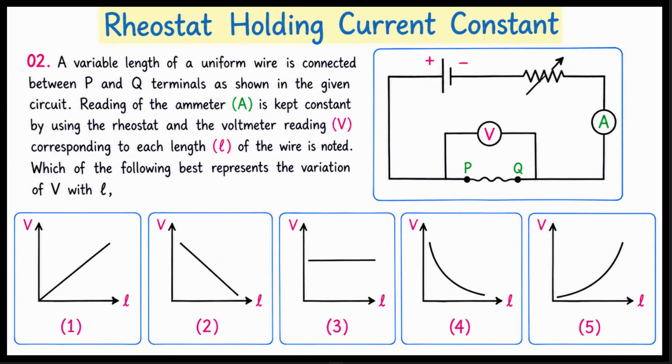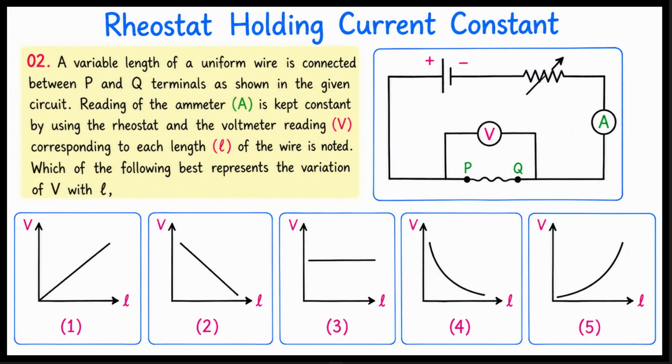Question 2 is another potential divider-looking question, but it's really testing something different. It's testing whether you understand what a rheostat is doing in the circuit. Let me set the scene. We have a uniform wire of length L connected between terminals P and Q. An ammeter A sits in the main loop. A voltmeter V is connected in parallel across the wire between P and Q. And somewhere in series is a rheostat.